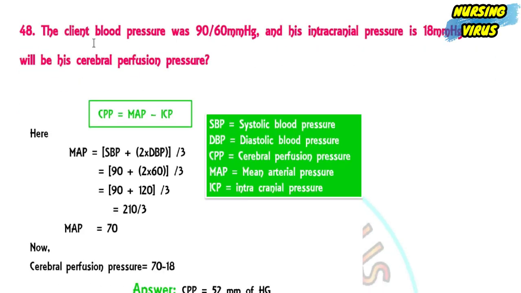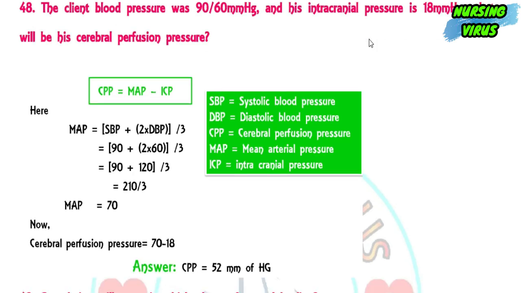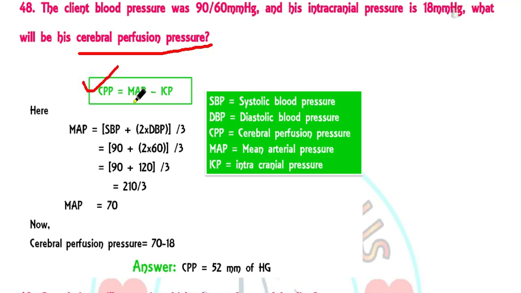the client's blood pressure was 90/60 and his intracranial pressure is 18. What is the cerebral perfusion pressure? So this is the question. For identifying the cerebral perfusion pressure, this is the formula: CPP equals MAP, that is the mean arterial pressure, minus intracranial pressure.